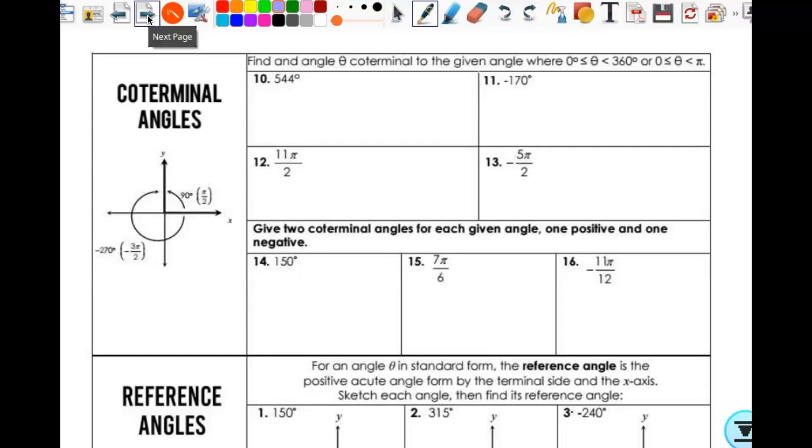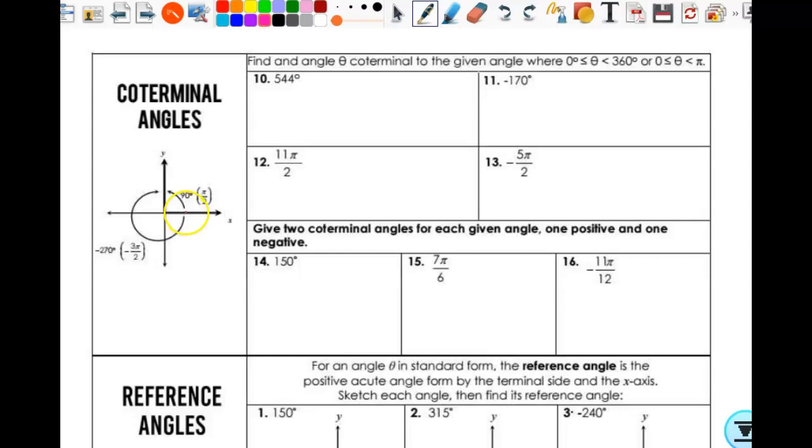Okay, so now we're going to talk about coterminal angles. The prefix co means together. Terminal is like to terminate or end, so it ends together. Coterminal angles end in the same spot. They start at the same spot and they end at the same spot. They didn't necessarily go the same way to get there.